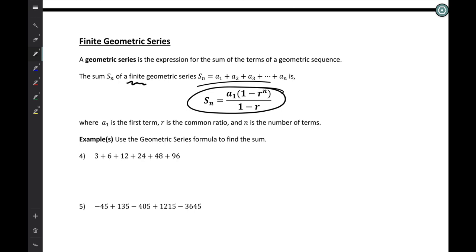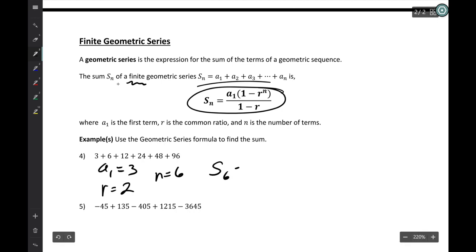So here's what we do. A sub 1 is the first term, 3. R is what's happening each time. This one's times 2, so R is 2. And then N is the number of terms. I counted 6 terms. Plug them into the formula.